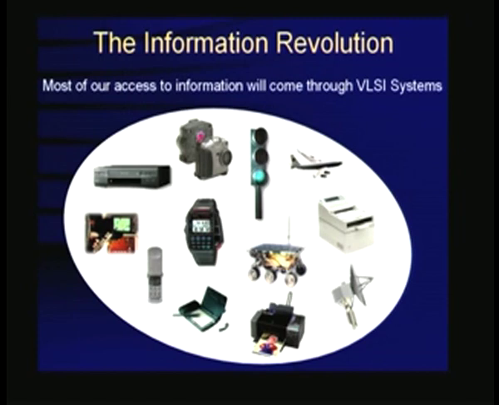Everything, information revolution today, most of our access to information will come through VLSI systems. Everything here in this diagram is familiar to you. There is this cell phone, copiers, cameras, simple aerospace control, automatic robots. We have even simple things like traffic light control, aircraft, almost everything.